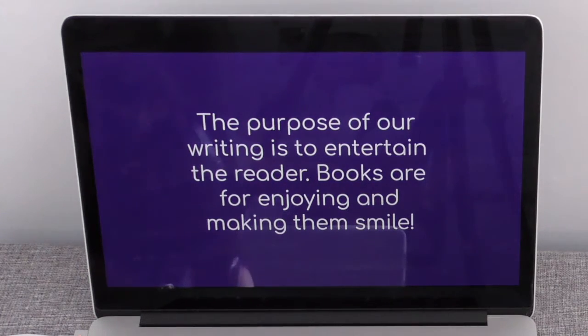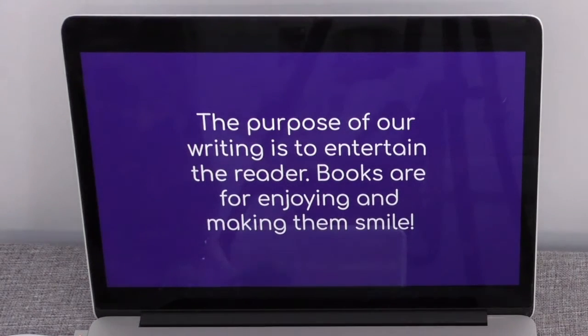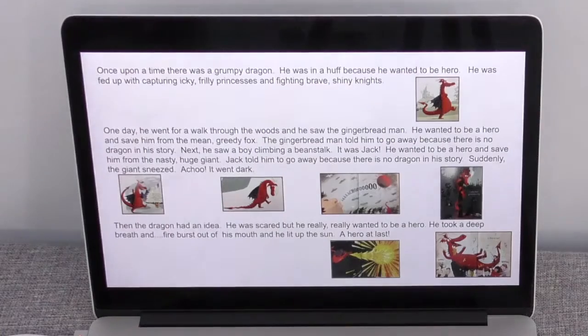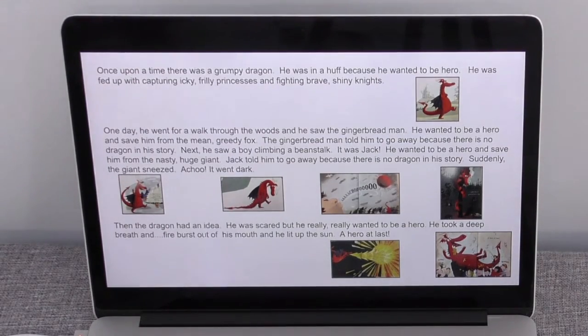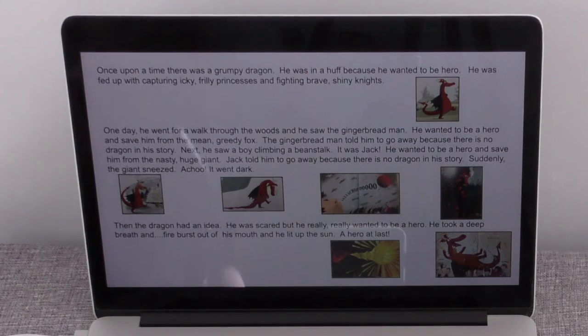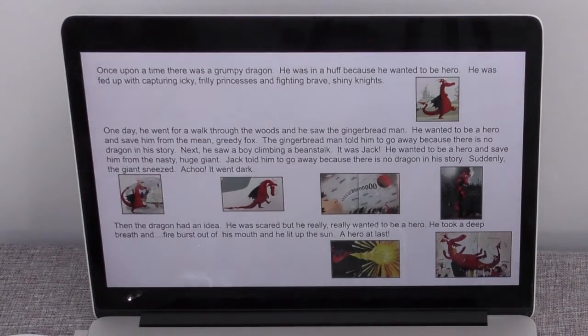So the purpose of our writing is to entertain the reader, make them happy, make them enjoy the story, and books and stories are for enjoying and making us happy, making us smile. To remind ourselves of what we're going to be writing, we're going to recap on the story, and if you want to join in, it will really help with your writing. We've got, once upon a time there was a grumpy dragon. He was in a huff because he wanted to be a hero. He was fed up with capturing icky frilly princesses and fighting brave shiny knights.